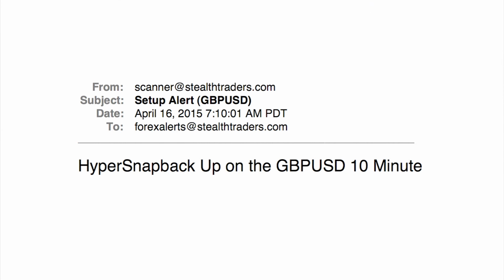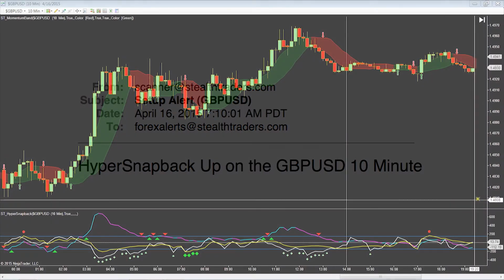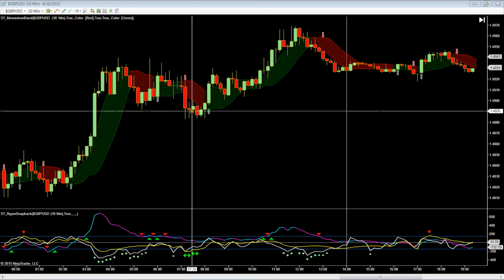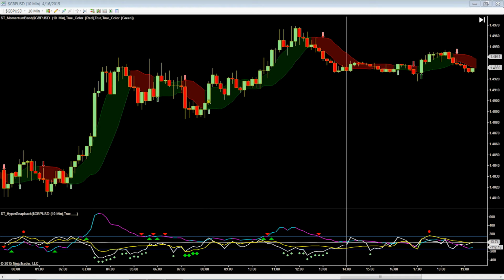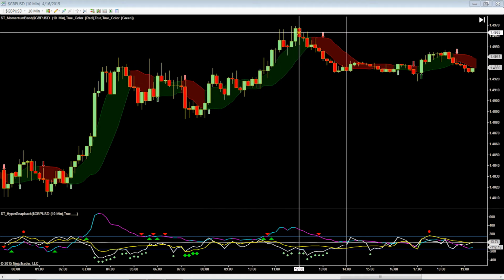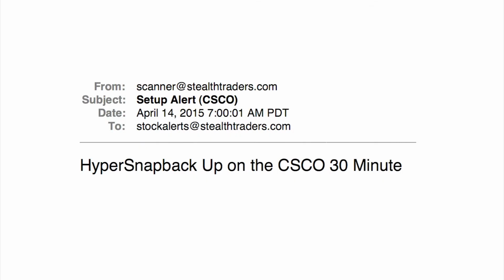Okay, let's take a look at another Forex alert. We have a hyper snapback up on the British pound US dollar 10-minute chart at 7:10 a.m. Pacific time. Okay, let's take a look at the chart. Here we have our signal at 7:10. The trend line is down, it's magenta color. Wait for it to turn blue. We enter here. Momentum band is green. Looks good. Good trade.